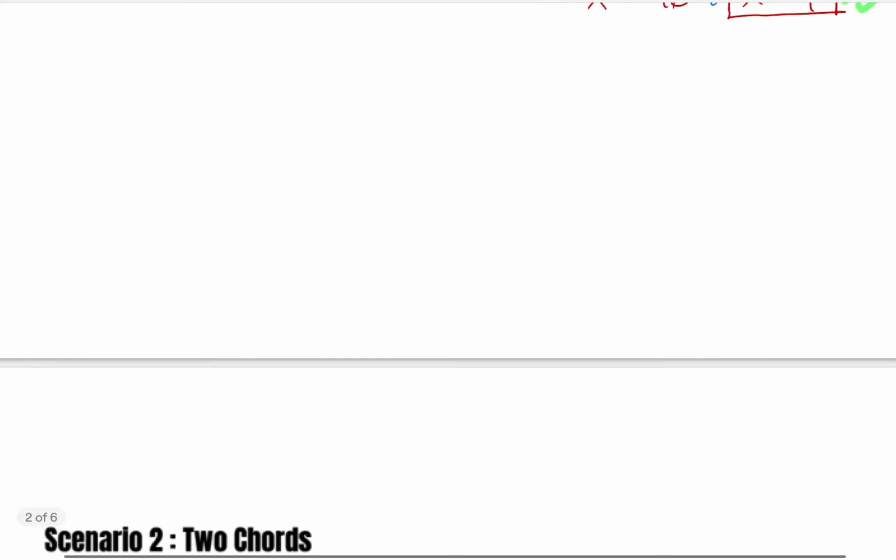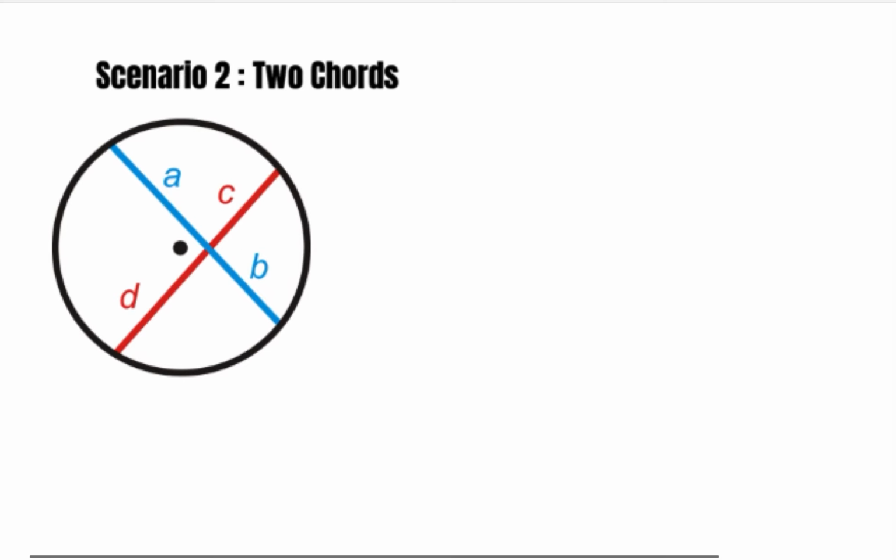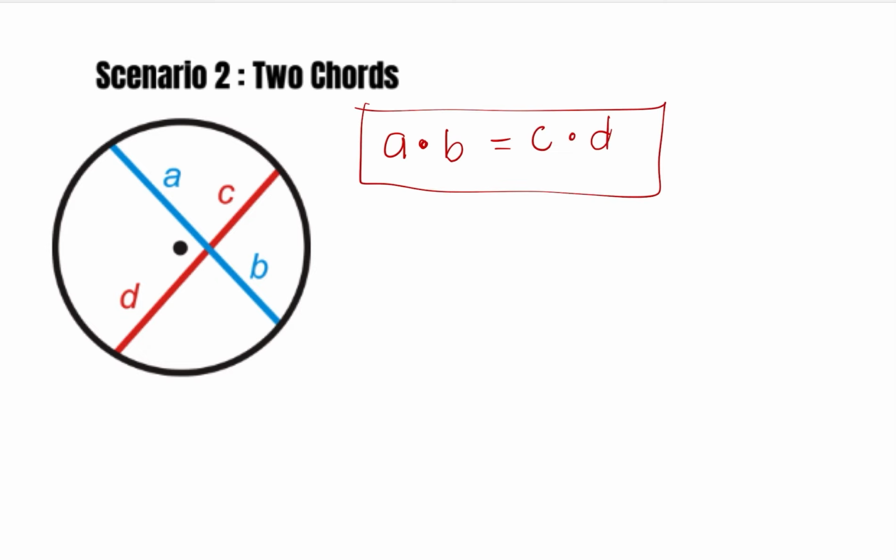Okay, let us try another scenario, this time 2 chords. Okay, so these 2 lines that are inside of the circle are considered chords. So the blue line and the red line, or segment. So how do we find or solve this type of problem? We are going to take each line or segment individually. We are going to multiply. Looking at the blue segments, we have A times B equals, then taking the red segment, that would be C times D. So this is going to be the formula.